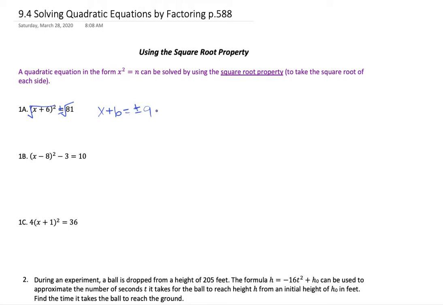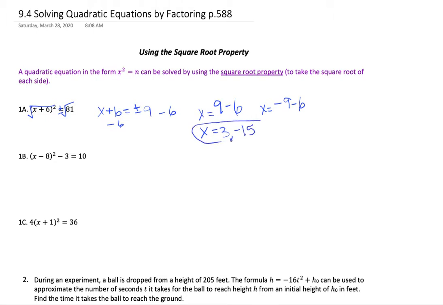So what we have here now is two different equations because x isn't by itself yet. So we need to subtract 6. But are we subtracting 6 from a positive 9 or a negative 9? Well, we're doing both. So you're going to have a positive 9 minus 6 and a negative 9 minus 6. Okay? So x equals that and x equals this. So 9 minus 6 is 3. And negative 9 minus 6, or plus a negative 6, is negative 15.